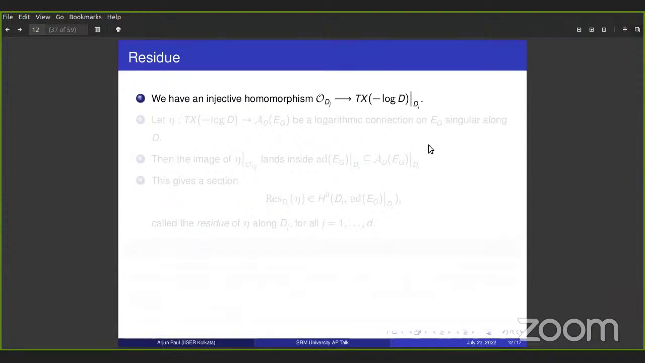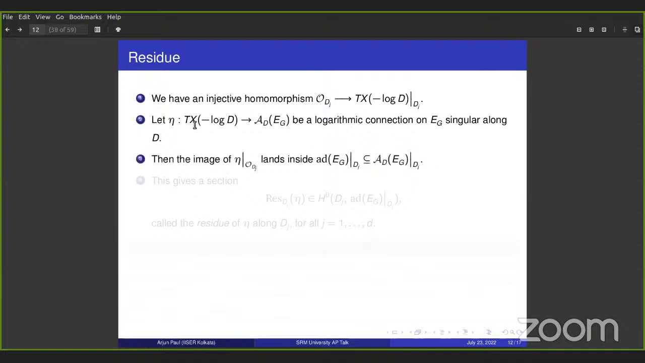So then using this identification, we can get an injective homomorphism from O_{D_j} to T_X(-log D) restricted to D_j. Suppose we have a logarithmic connection, T_X(-log D) to At_D(E_G), the Atiyah bundle. This is the O_X-module homomorphism, so this is basically a splitting. Given such a logarithmic connection on E_G singular along D, we compose with this injective homomorphism, and then we get a section of the adjoint bundle. Then we get a map from this O_{D_j} to this logarithmic Atiyah bundle of E_G.